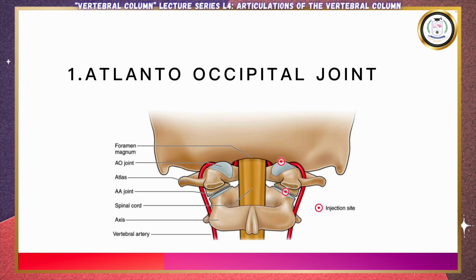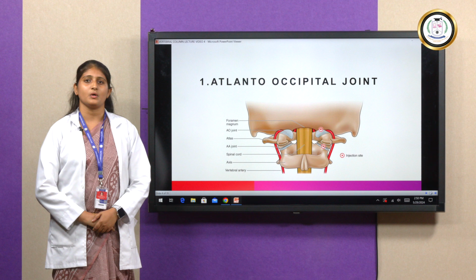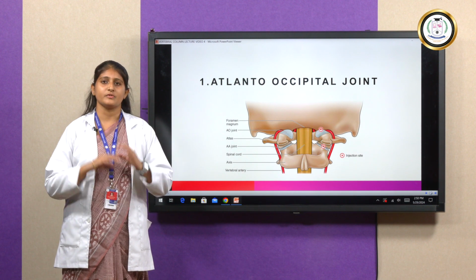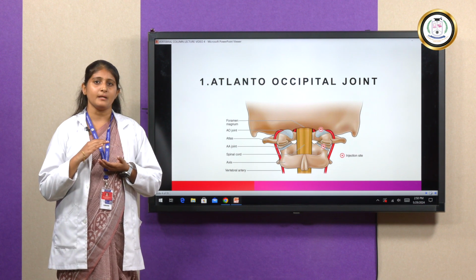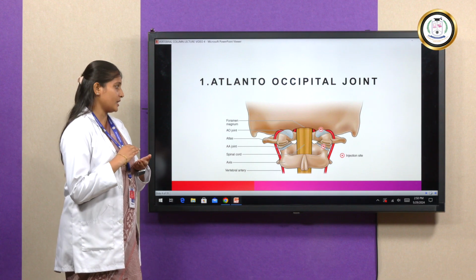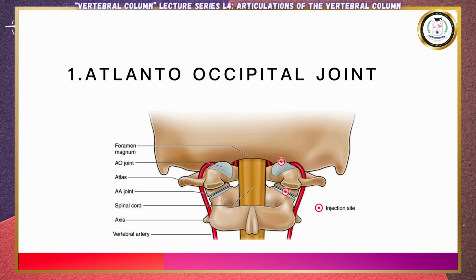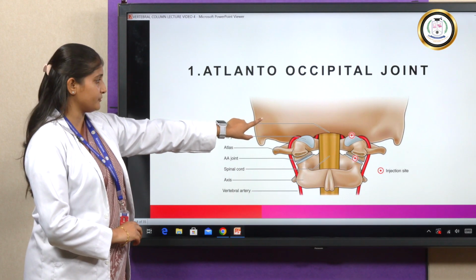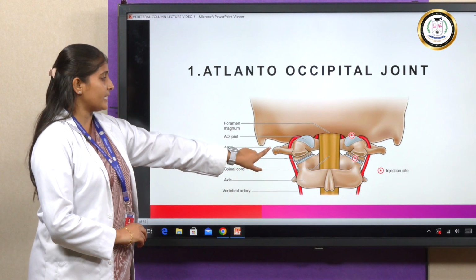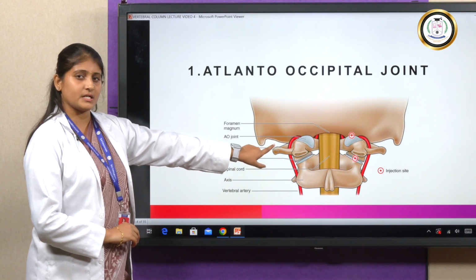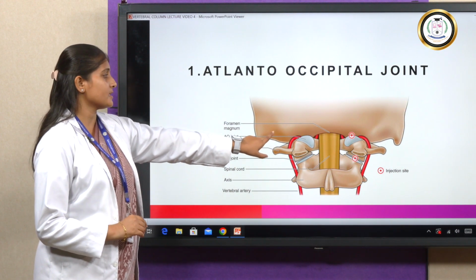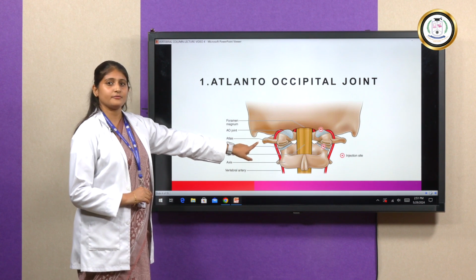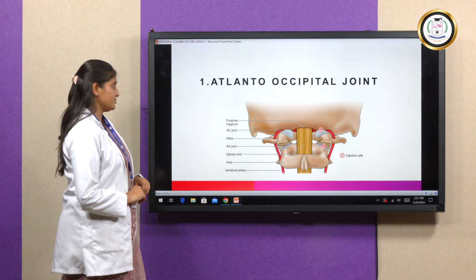The first joint is the atlanto-occipital joint. It is a junction between the occipital bone, which is present at the base of the skull, and the first vertebral bone, the atlas. The occipital bone is the most posterior part of the skull, and the atlas, which is the first cervical vertebra, articulates with it, forming the atlanto-occipital joint.